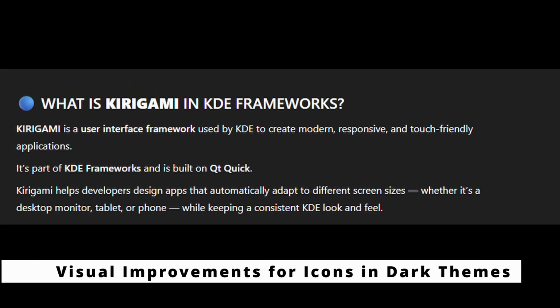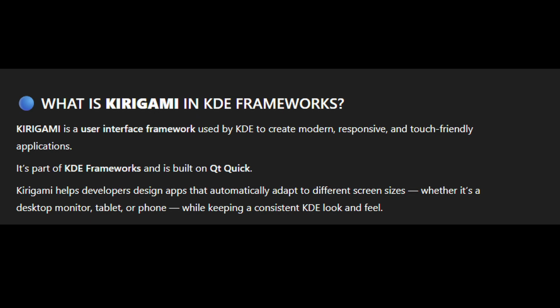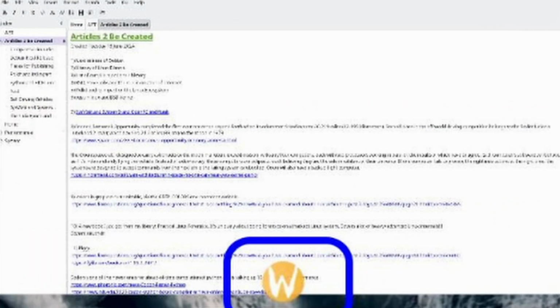A subtle but important improvement is how the Kirigami framework handles icons in KDE's dark color schemes. In the past, there were issues where active icons in dark themes weren't highlighted properly, or image-based icons didn't render quite right. This update cleans that up, making sure icons look correct and remain visible and consistent, especially in Plasma's dark mode or custom themes.